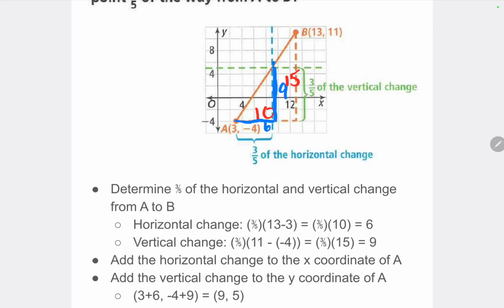Since I'm going from A to B, it's going to be easiest for me to find that 3/5 and add it to the x coordinate of A for the horizontal change and the y coordinate of A for the vertical change. So I'm starting at 3, going over 6 to the right. Then from -4, I'm going 9 up. And that's going to translate my point from 3, -4 over to 9, 5. So there's my point.